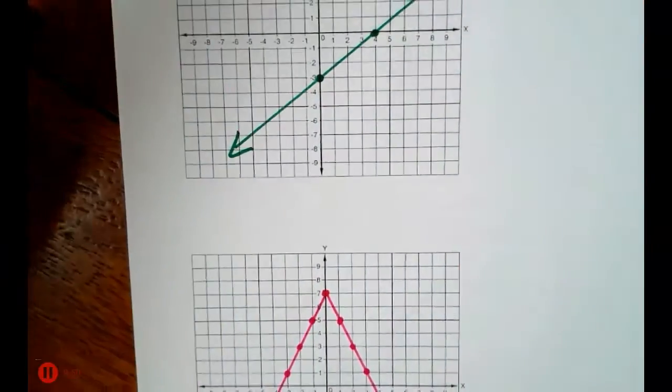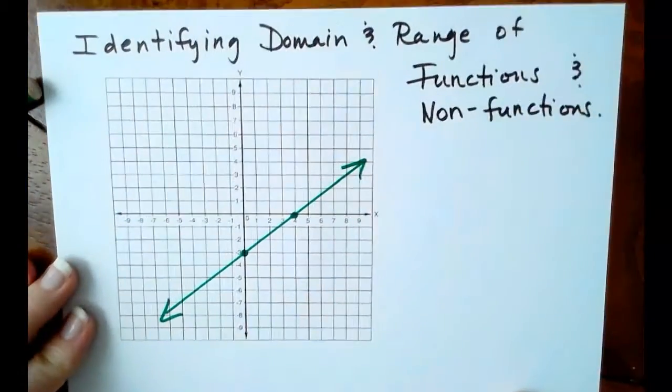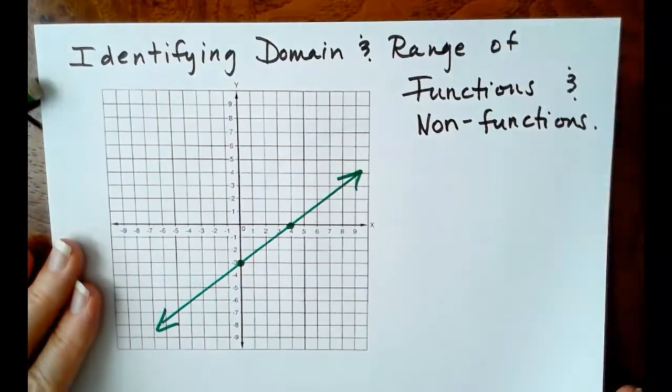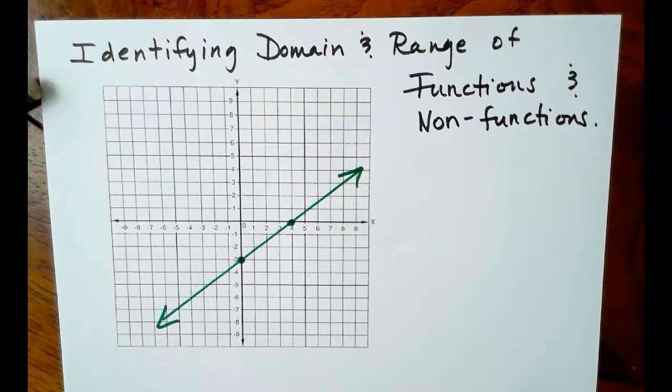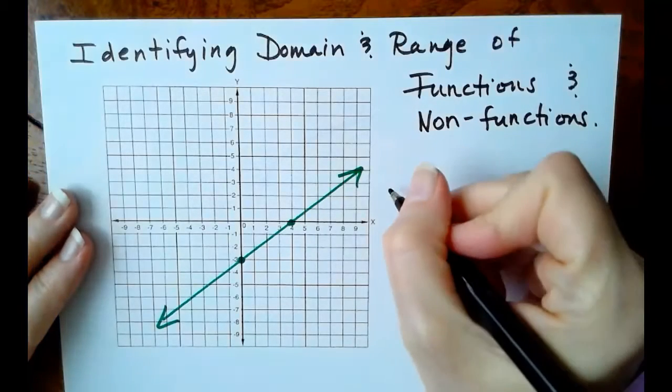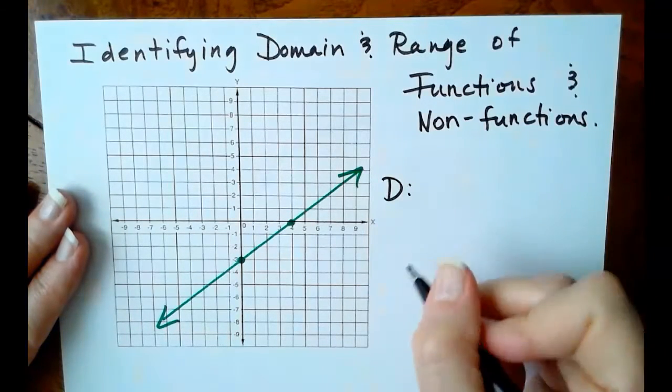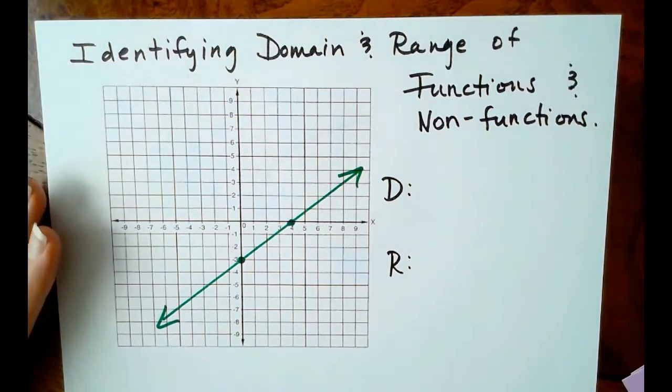So last thing in this video is identifying the domain and range of functions. I like to do this with the help of some handy dandy index cards, which of course are some of my favorite things. What we're going to do is find domain and range. First of all, we're going to be doing it in interval notation. And we're just going to call domain capital D and range capital R.